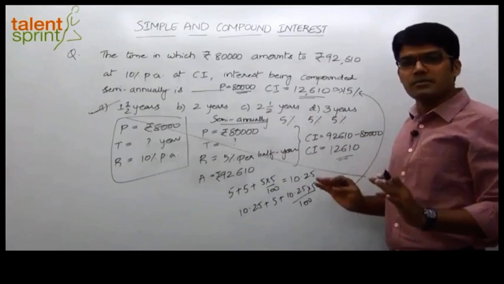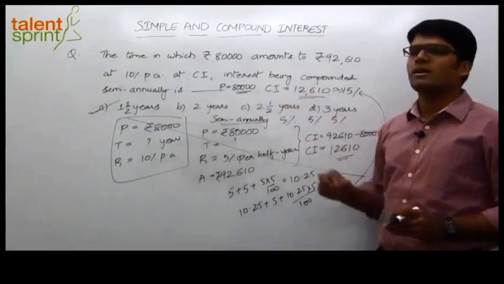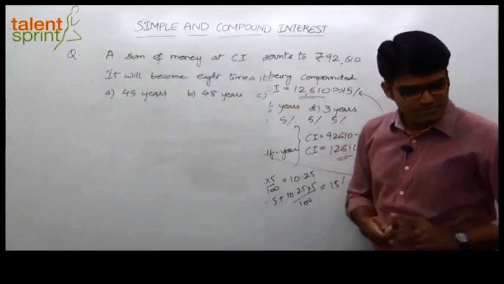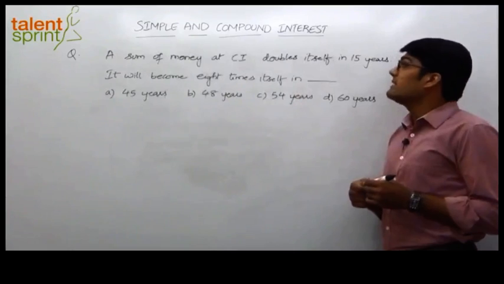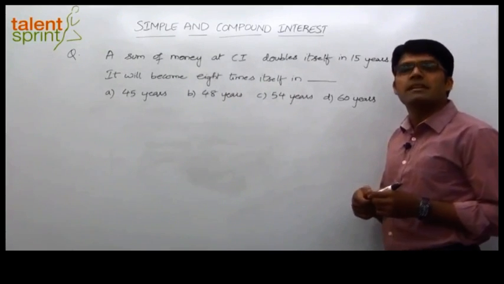Keep it simple. Why? You are a smart student, right? Approximately 15%, so 1.5 years. That's your answer. A sum of money at compound interest doubles itself in 15 years. It will become 8 times itself in how many years?